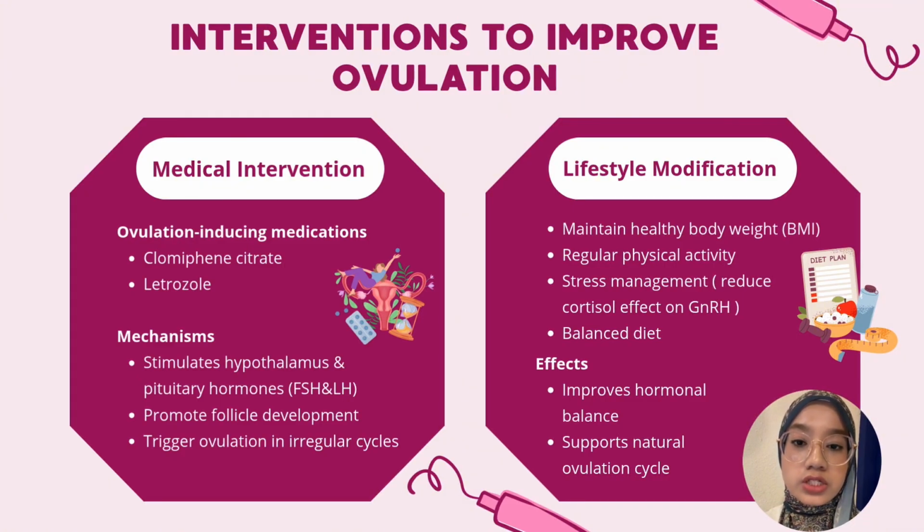Next, the second approach is lifestyle modification. This includes maintaining a healthy body weight or BMI, engaging in regular physical activity, stress management to reduce the cortisol effect on GnRH, and maintaining a balanced diet. The effect of lifestyle changes helps to improve the hormonal system and also supports the natural ovulation cycle. So overall, medical intervention directly stimulates ovulation, while lifestyle modification supports long-term hormonal balance and reproductive health.